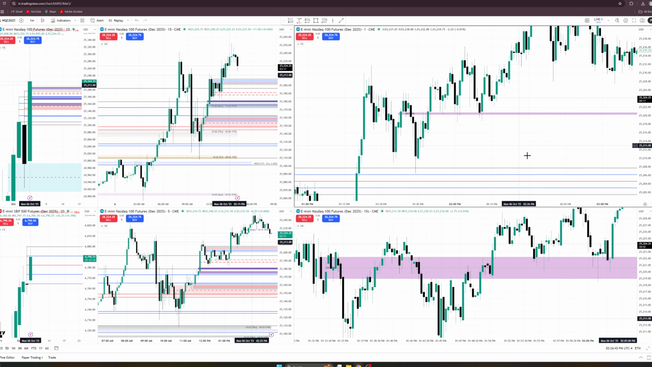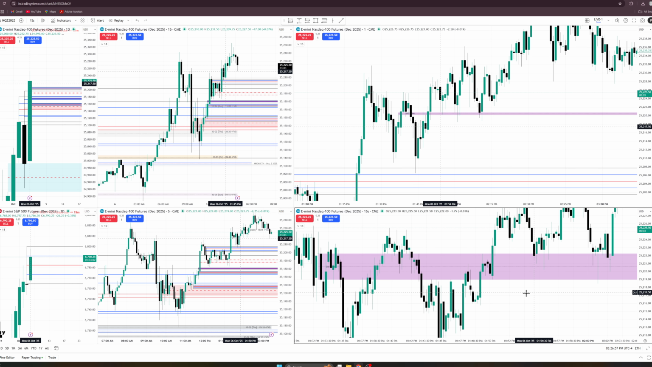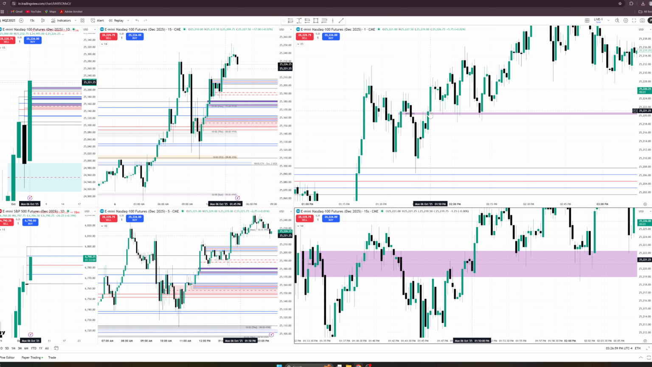So once price took out this liquidity and you can see this candle closed above this first presented fair value gap post 1:30 p.m., on the next candle itself you could have gone long. The next candle is nothing but this open low and then expansion.